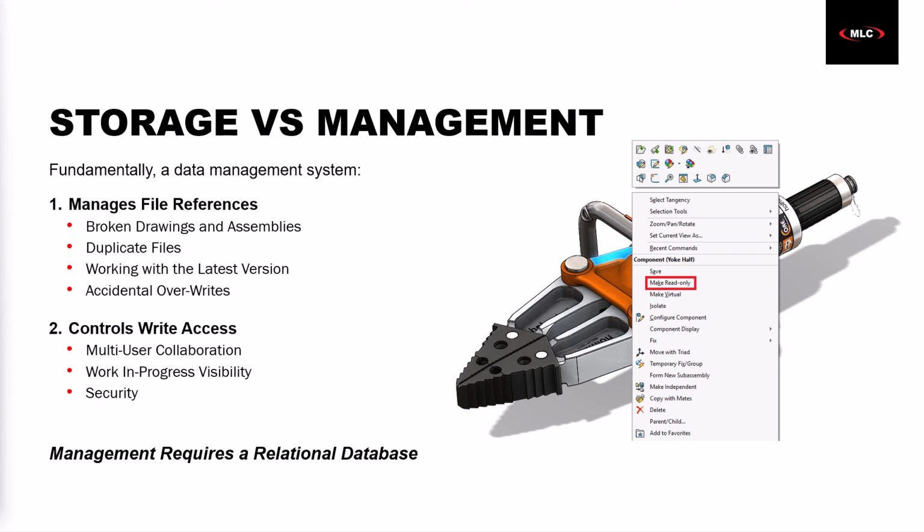Fundamentally, any system that manages data, instead of simply being a storage device, actually does two things. It manages the file references and controls who has access to the files. These two functions eliminate issues with missing parts on drawings and assemblies. They ensure we're working with the most up-to-date version of the file and prevent accidentally overwriting the work.